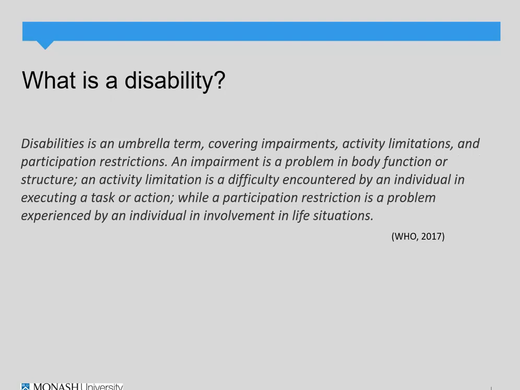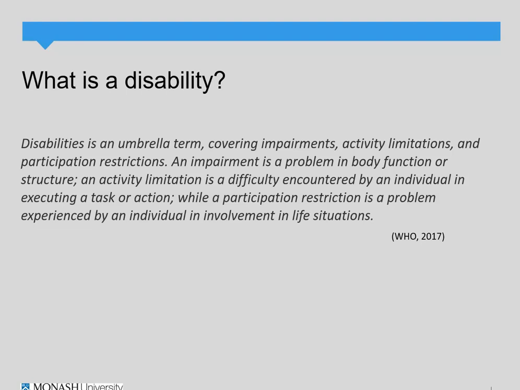So first of all, we're going to start right back at the start and have a discussion about what is a disability. So the World Health Organization in 2007 published what I think is a really lovely definition of a disability. Disability is an umbrella term covering impairments, activity limitations, and participation restriction. An impairment is a problem in body function or structure.